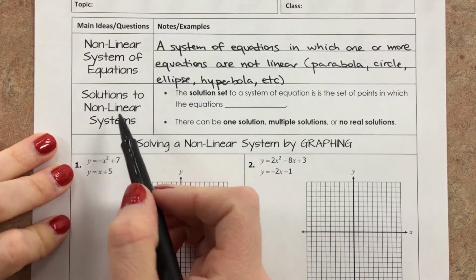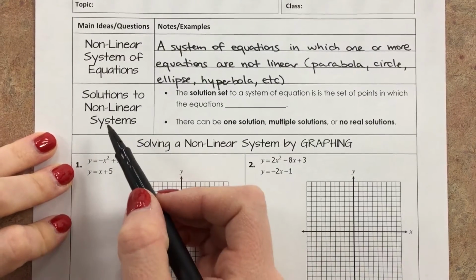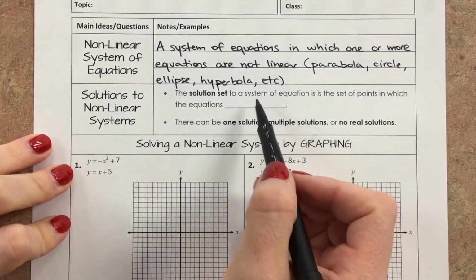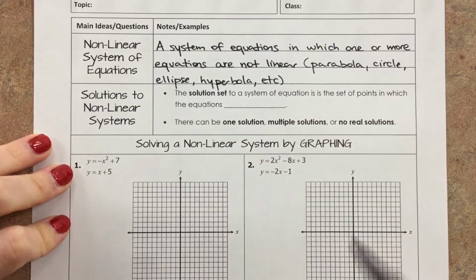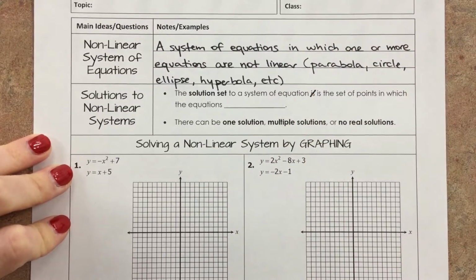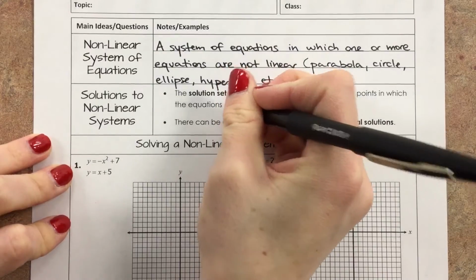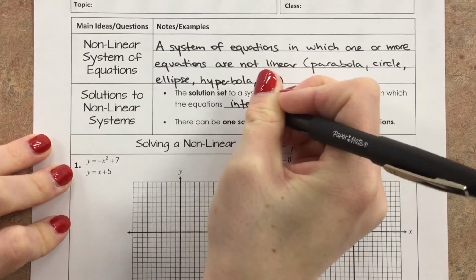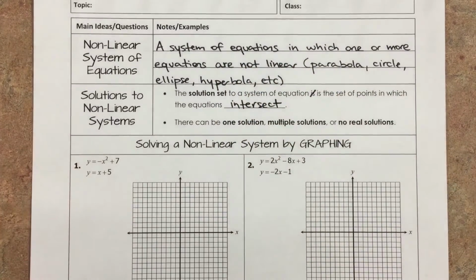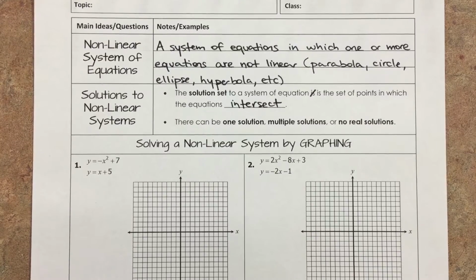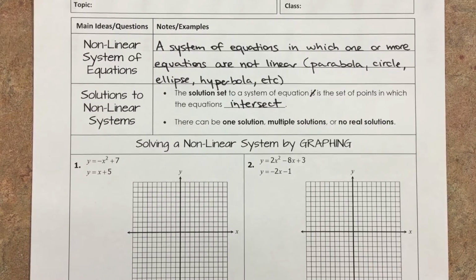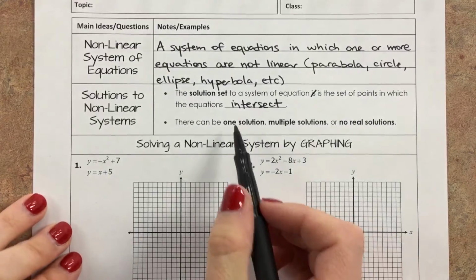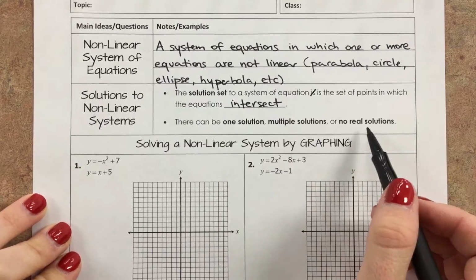So solutions to a nonlinear system, same as the solution to any system, but the solution set to a system of equations is the set of points in which the equations intersect each other. So just to give you that visual, when you're graphing them, if the two intersect each other, that means it's their solutions, because that's the point or points that the graph has in common. All right, so there might be one solution, multiple solutions, or no solutions.